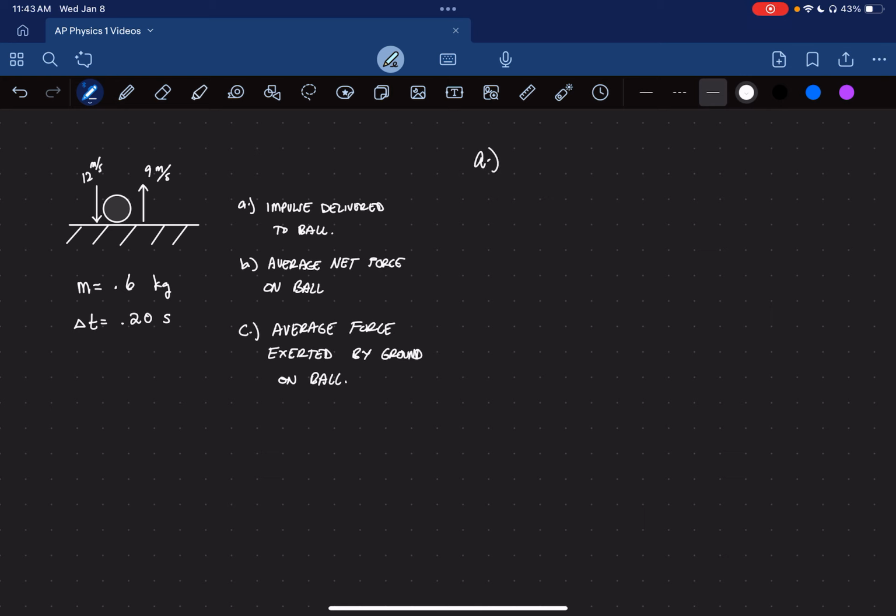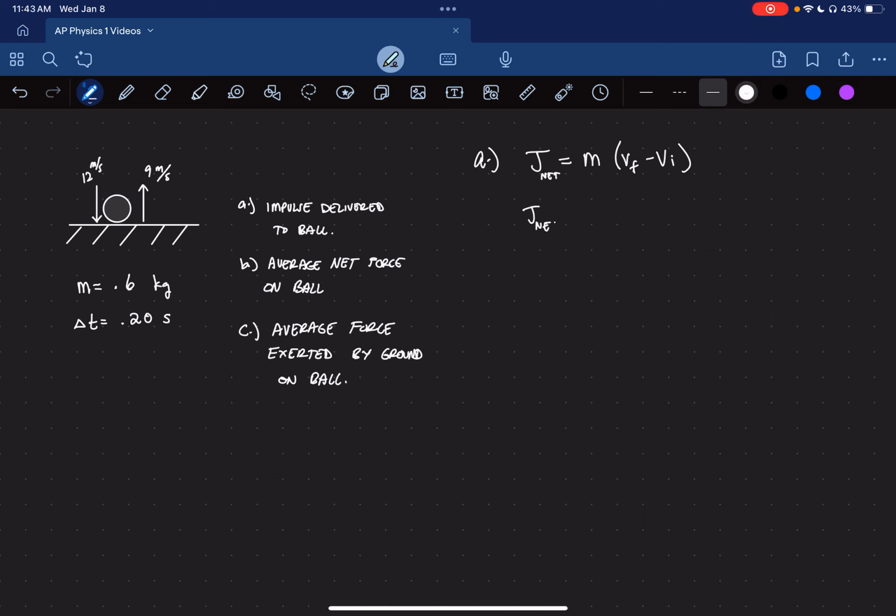What is the impulse delivered to the ball? And B, what is the average net force? And C, what is the average force exerted by the ground on the ball? So you look at your equations, you look at what information you have available to you. We don't have average force, and so we must use the net impulse is equal to m(vf minus vi).